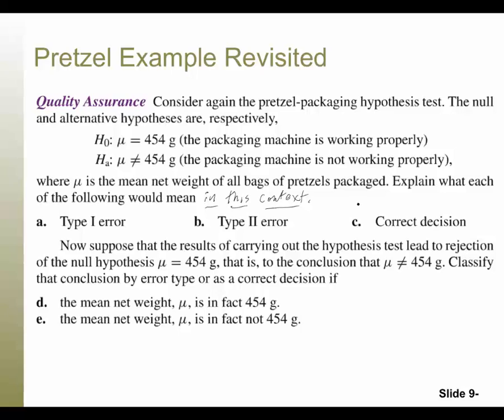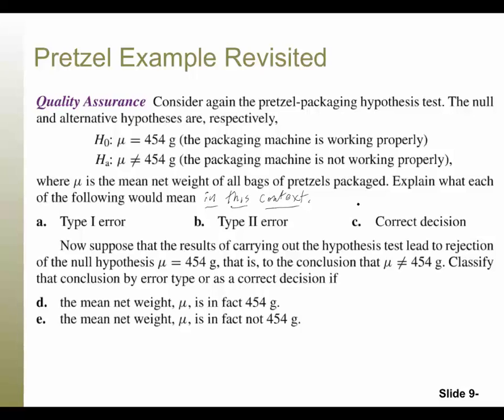Okay? How could we have a correct decision? Yvonne. The actual answer is the mean is 454, and we don't reject. Good. So that's one way we could do it. So if the actual mean in the bags is 454 and we don't reject the null hypothesis, then how else could we do it? The mean of the bags isn't 454, and we do reject. So the mean is significantly further away from 454, and we do reject. Those are the two correct decisions.